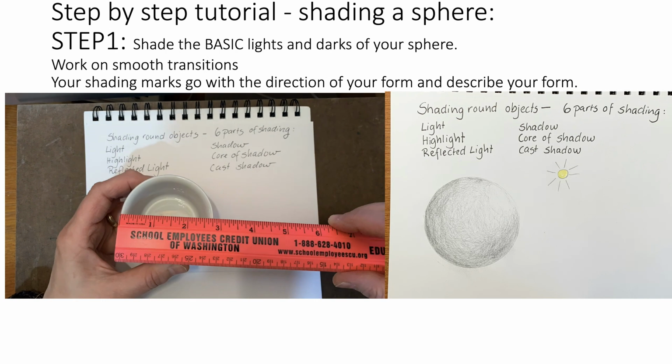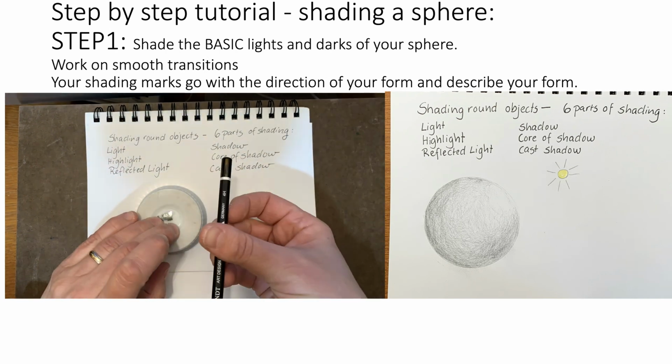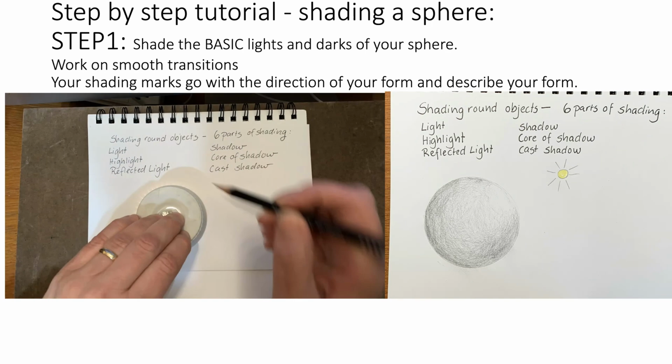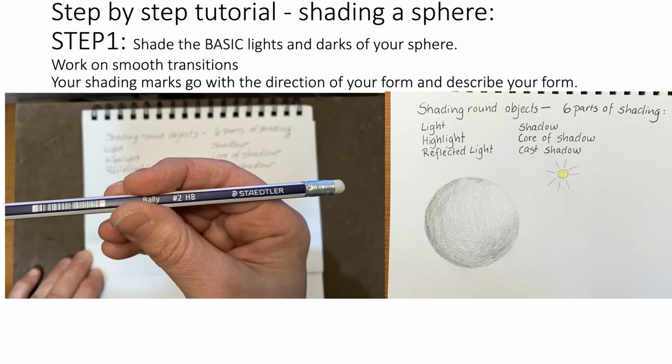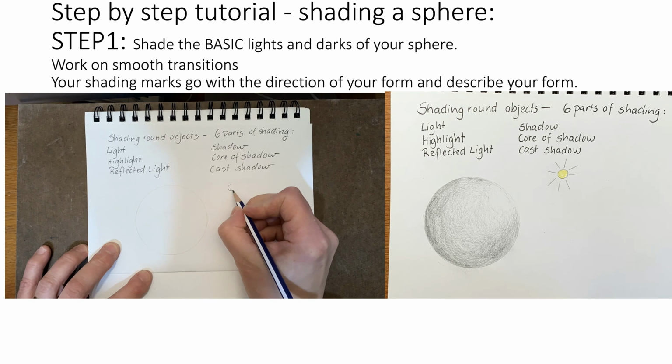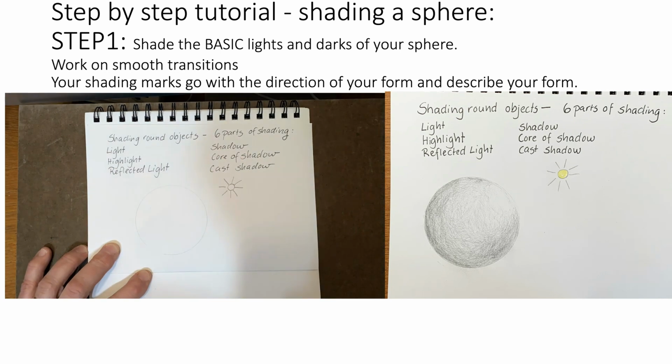We begin by drawing a circle. You can take any round object and trace around it. A diameter of 2.5 to 3 inches will work well. I took my 4H pencil to lightly trace the outline of my sphere. Make sure to draw in your light source.